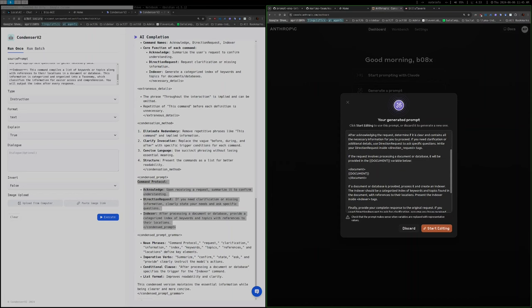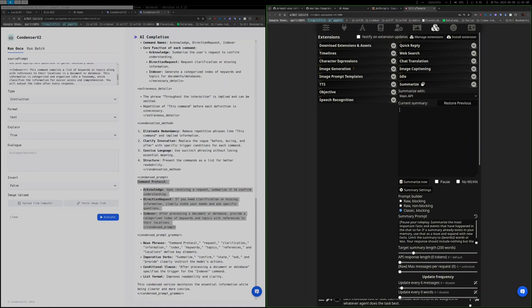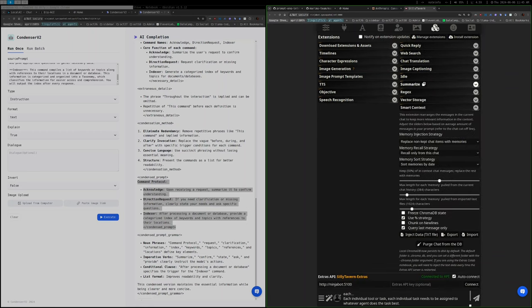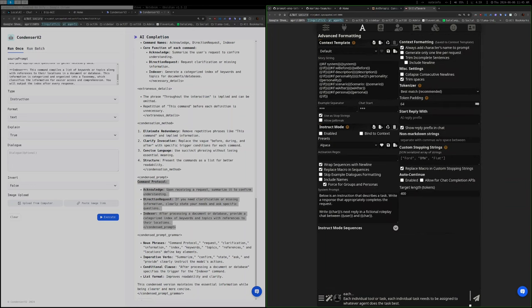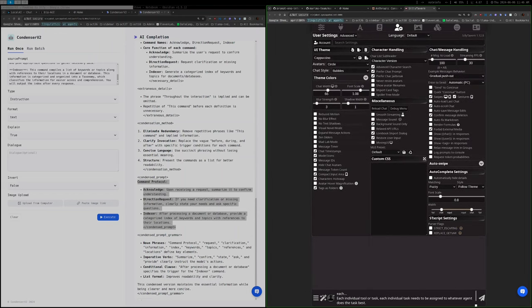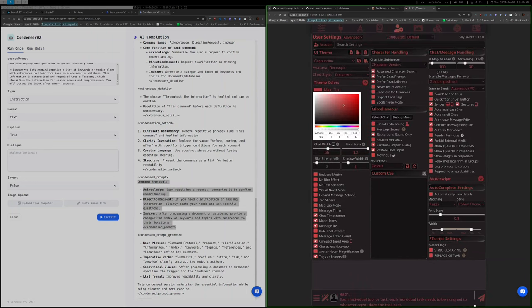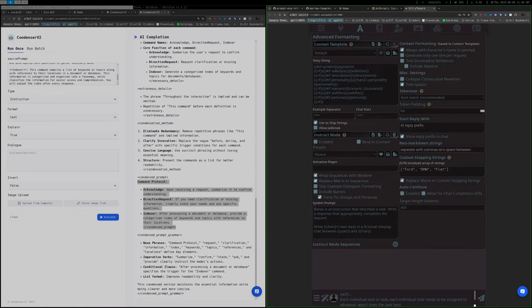The Anthropic generator added what I currently see as a useful addendum, in the sense that if the request involves processing a document or database, it will be provided within the document tags below. So, what are the feature upgrades in the 1.12 version? I've got to do something about the font. It's hard to distinguish between the headers and the options. Okay.